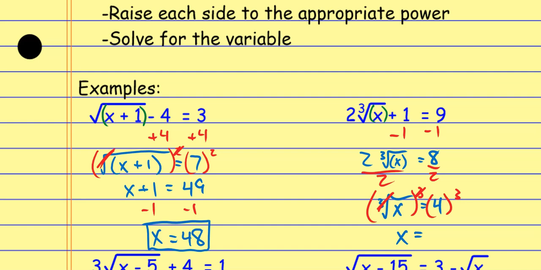Over here, 4 to the third power is 64. And I'll plug it back in, make sure it works. The cube root of 64 is 4, times 2 is 8, plus 1 is 9. And notice I'm just plugging that back in my head real quick to make sure that it works. Okay?